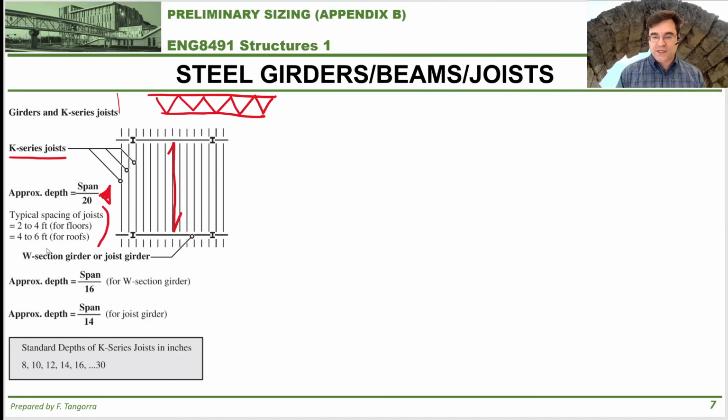I just want to point out again, because this is an American textbook, the spacing for the roofs might underestimate the amount of snow that is on it, okay? Because that's more of a concern in Canada. So just be aware of that, please.